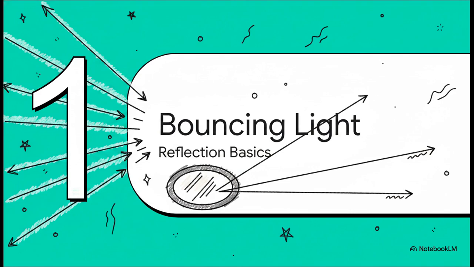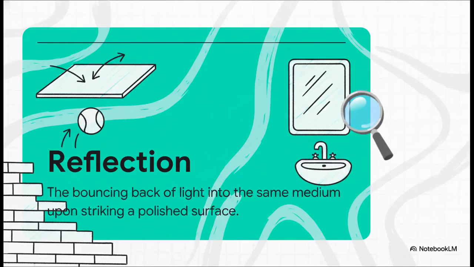Section 1. Bouncing light, reflection basics. Think about this morning when you were checking your reflection in the mirror before heading out. What is physically happening right there? Well, reflection is simply the phenomenon of light bouncing back into the same medium upon striking a polished surface. Imagine throwing a tennis ball straight against a solid brick wall. It hits the wall and it bounces right back at you, right? Light behaves in a very similar way.